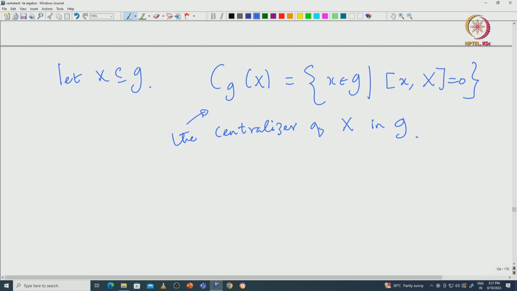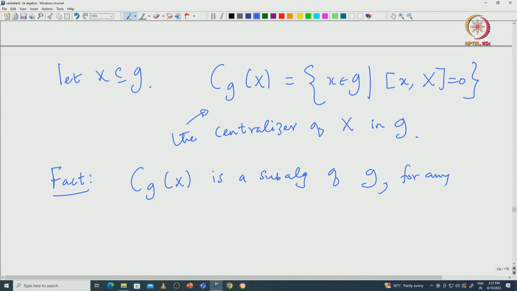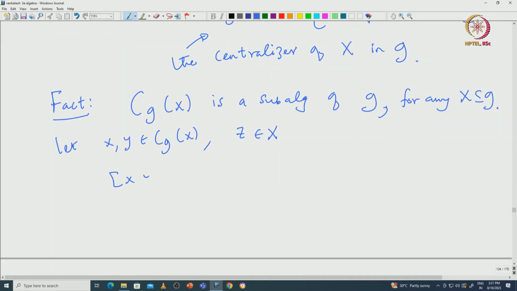So, again one can prove, okay, it is an easy fact. So, let us check this. This centralizer is always a subalgebra of G, and it is true for any subset X of G. So, let us start with two elements x, y in C_G(X) and then z in X. So, we need to prove that this bracket [[x, y], z] must be 0.